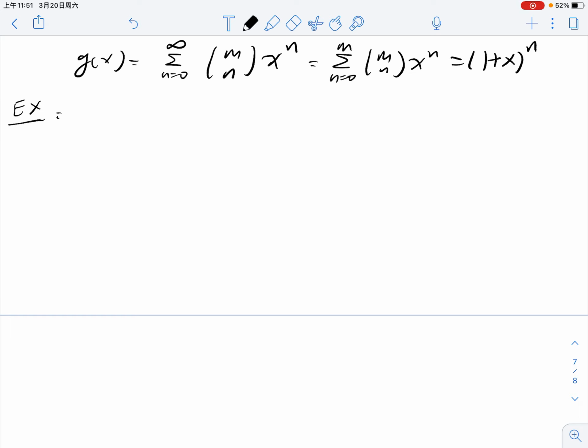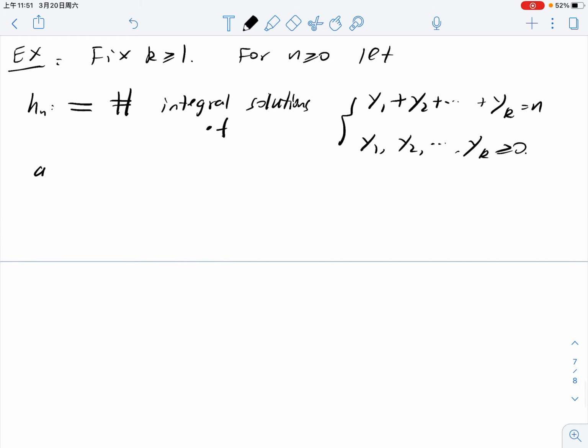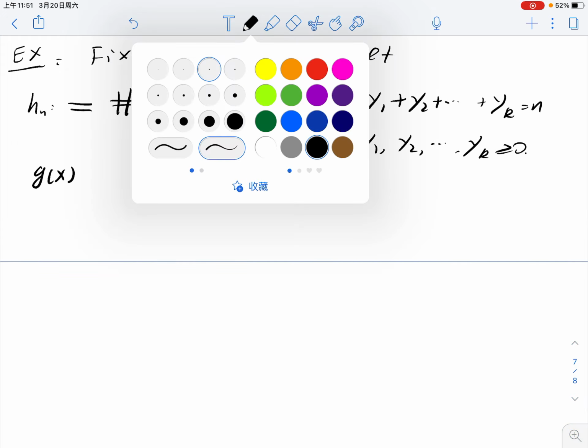And another example is, suppose you have fixed k, and for n non-negative, define a number h_n to be the number of integral solutions of the indeterminate linear equation y1 plus y2 all the way plus yk equals n, where each y is non-negative. What is the generating function g(x)?